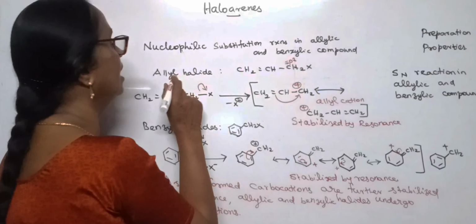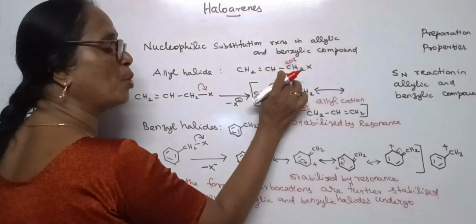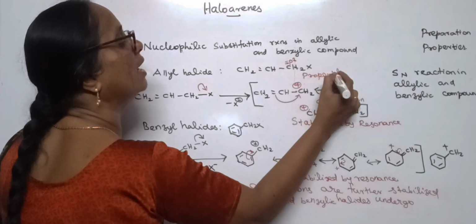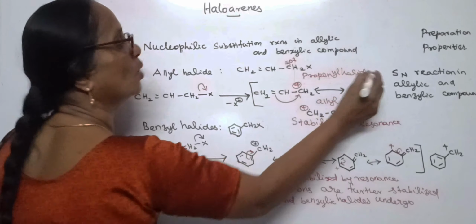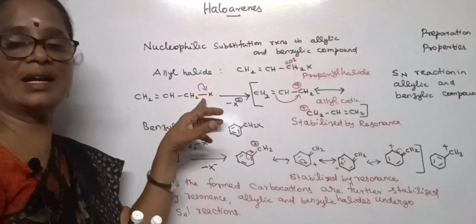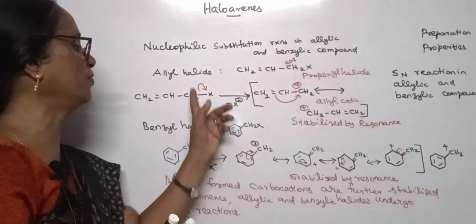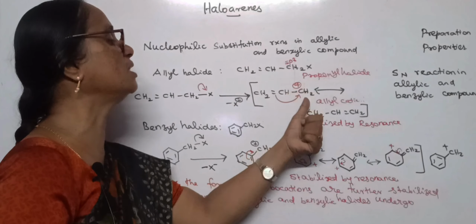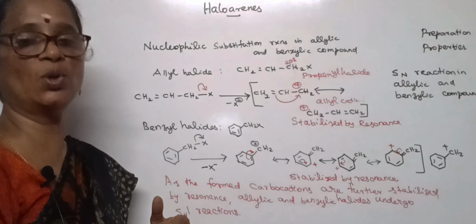It is called allyl halide, where I have the propenyl group. So, the name of the compound is propenyl halide. Here the halogen is attached to an sp3 carbon, where the halogen is more electronegative. It withdraws the electron from CH2, and thus it develops a positive charge over the CH2 carbon.